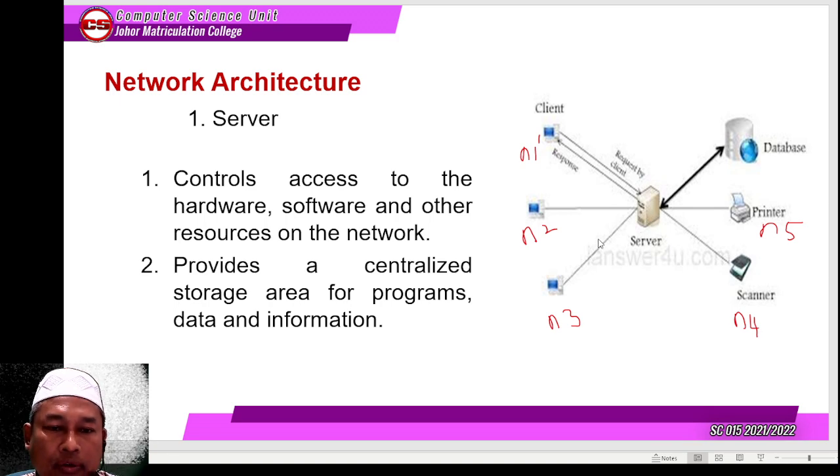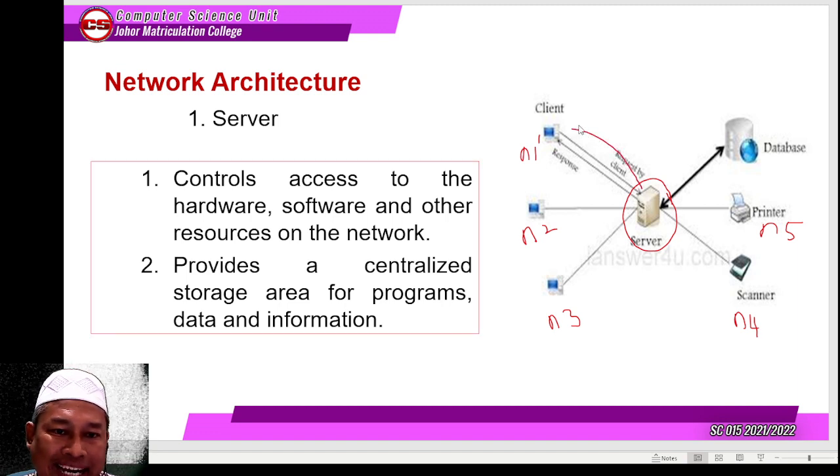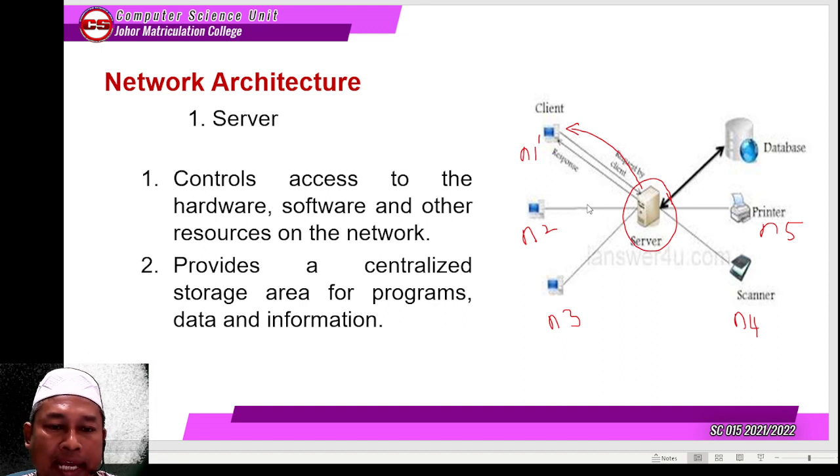Okay, now client 1 or node 1 has a virus. So the server will protect client number 1. So the entire network must be protected from a virus.